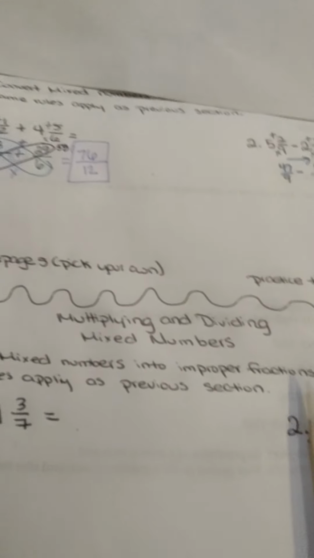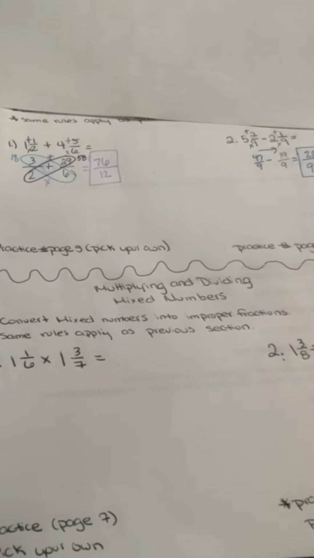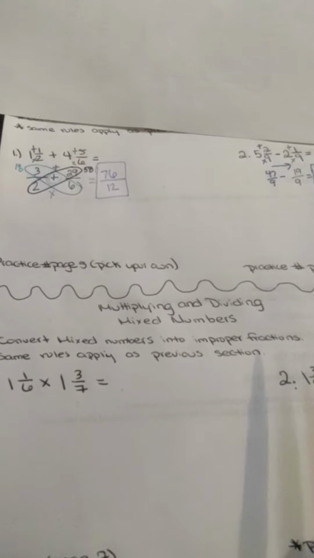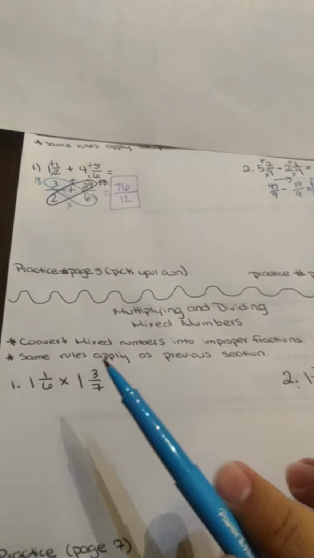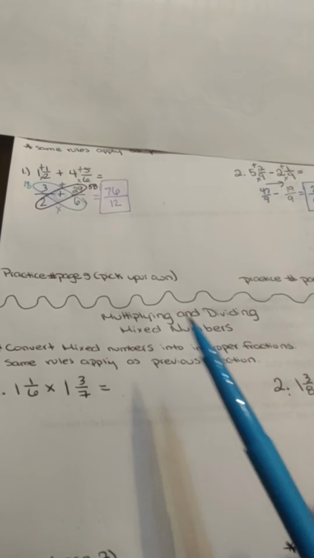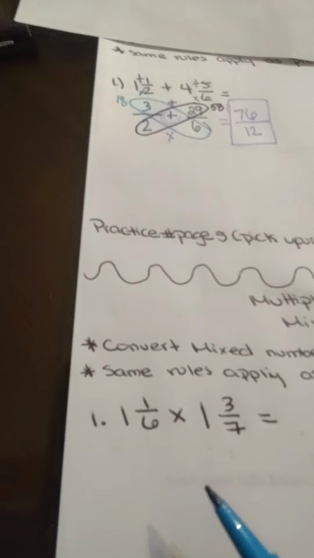Okay. The last section here is multiplying and dividing mixed numbers. Also, this is probably even easier. So we also have to convert mixed numbers into improper fractions, and the same rules apply as the previous section for multiplying and dividing mixed numbers. So let's look at multiplying.